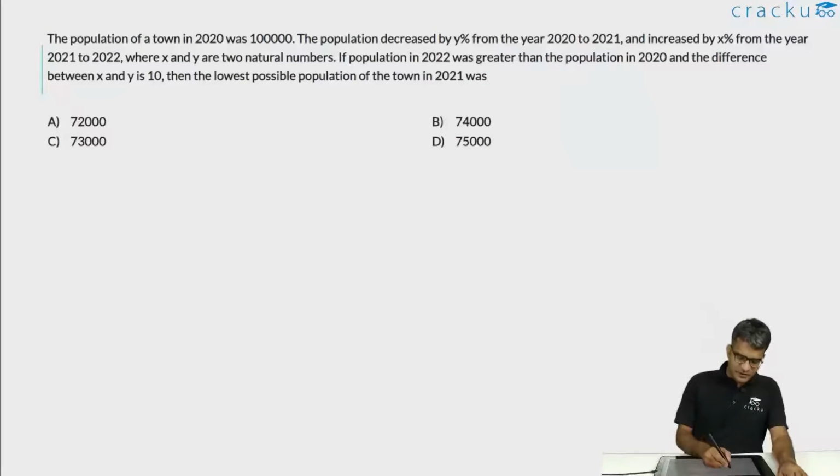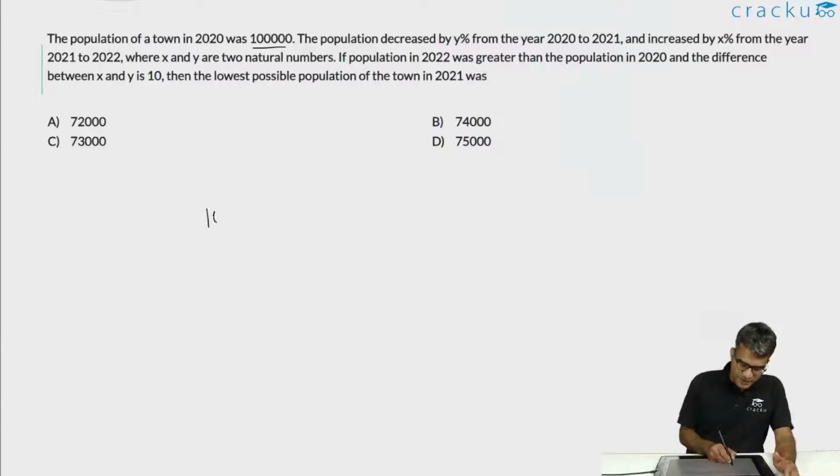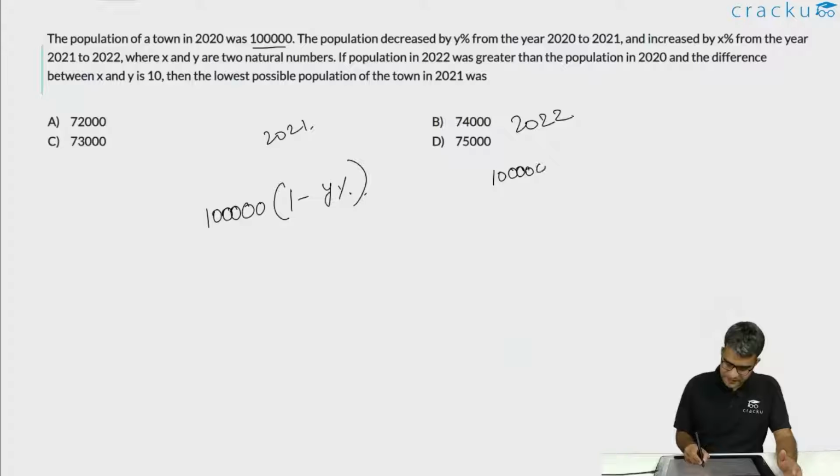In this question, we are told that the population of a town in 2020 is 1 lakh. The population decreased by Y% from 2020 to 2021. So the population becomes 1 lakh into (1 minus Y%). This is in 2021. And in 2022, it again increased by X%. So in 2022, the population is 1 lakh into (1 minus Y%), which is the population in 2021, into (1 plus X%).